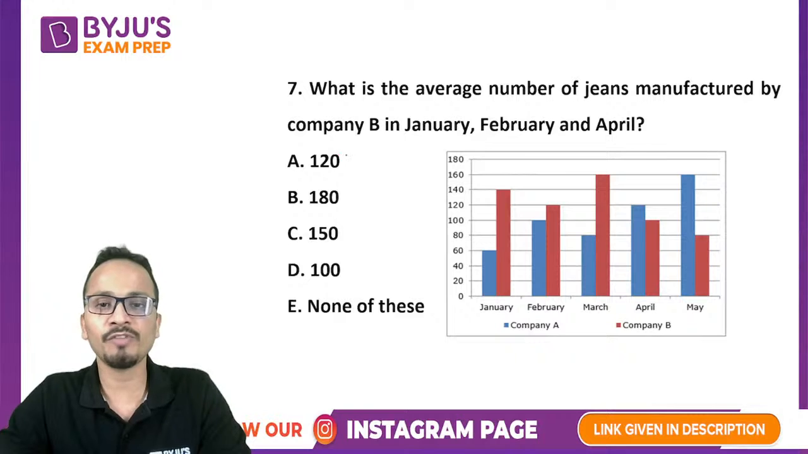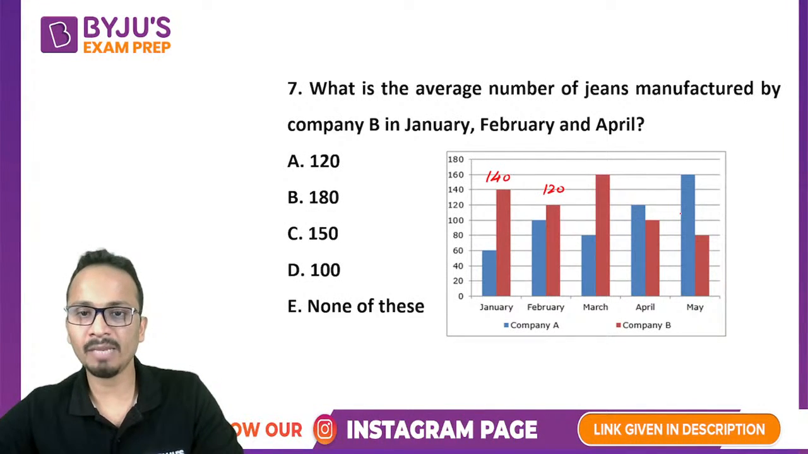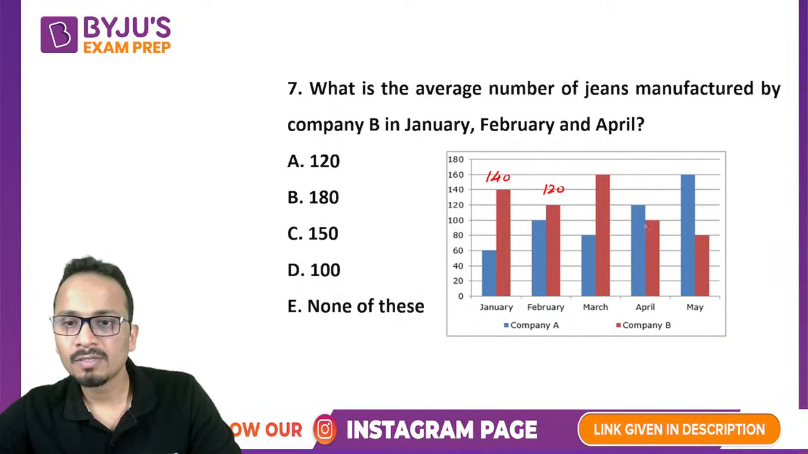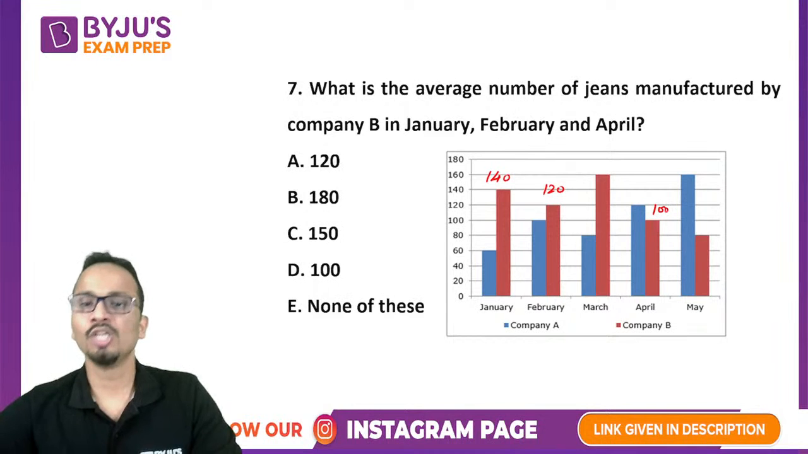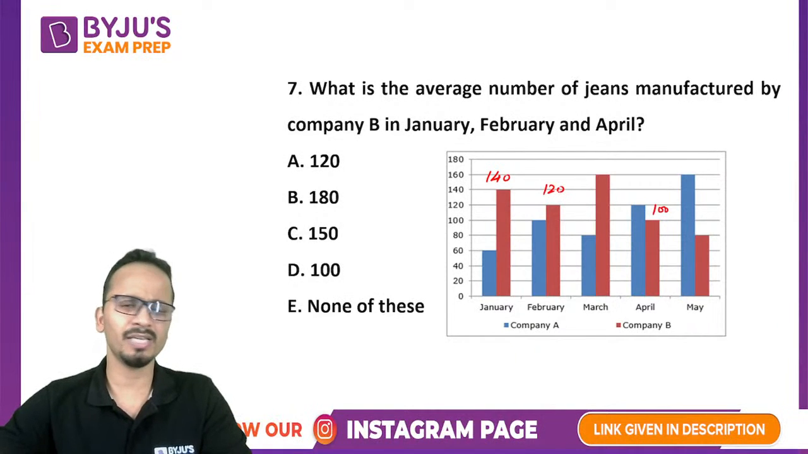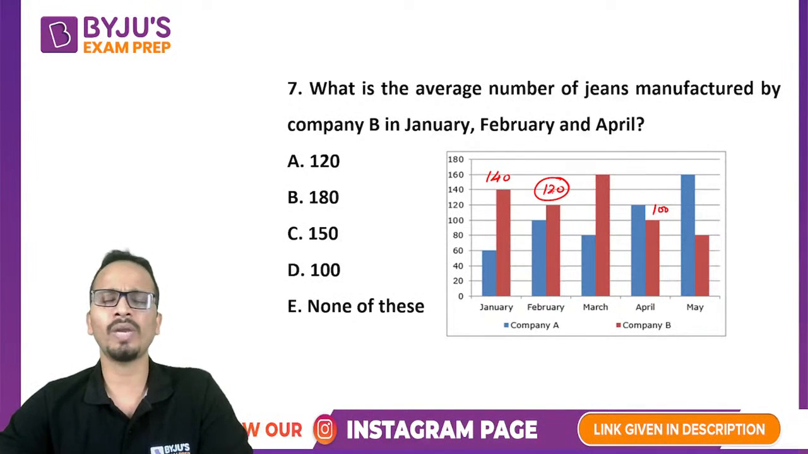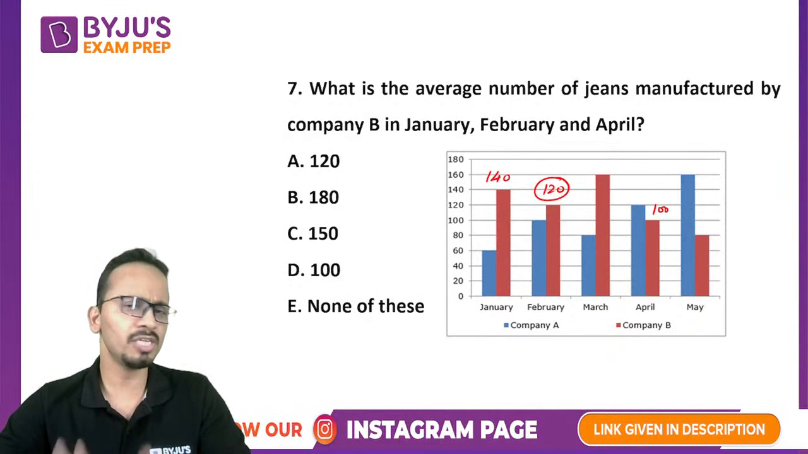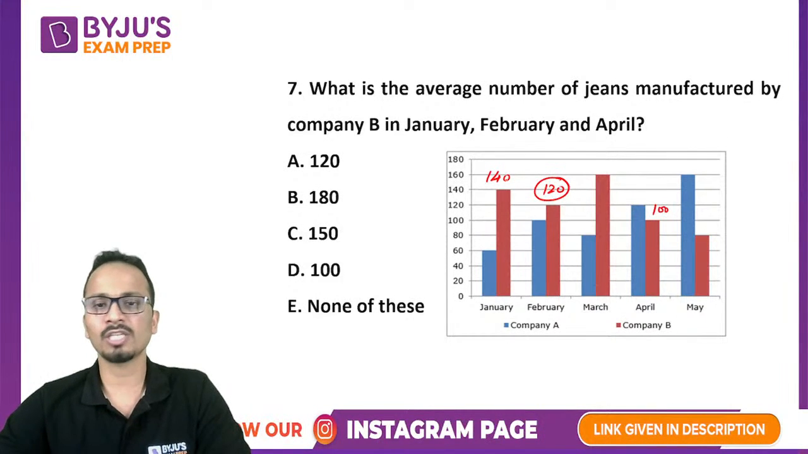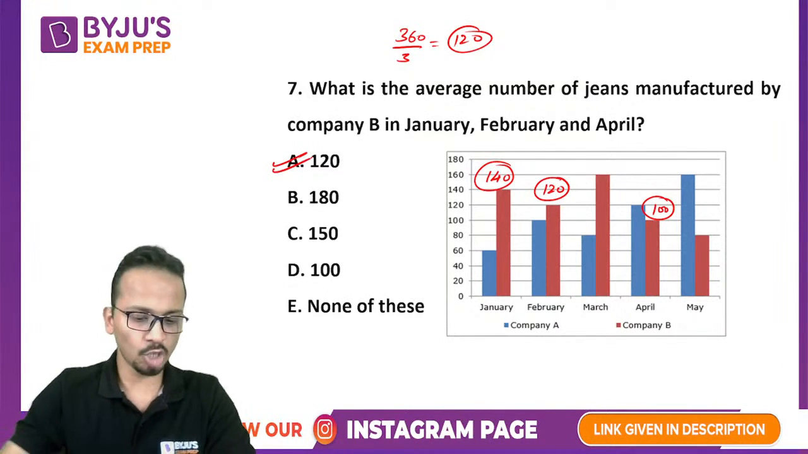Now, what is the average number of jeans manufactured by B in January, February, and April? So, for B in January, it is 140, February, it is 120, and April, it is 100. All right. So, 100, 120, and 140. These are three numbers which are in AP. They are equally spaced. So I can say that the middle term will be the average. So the average of these three numbers has to be 120. Even if you find the sum of all of them and divide it by 3, you will get the same answer, 120. Okay. So the sum of these three numbers is equal to 360. So 360 divided by 3, it is 120. So the correct answer is option A.